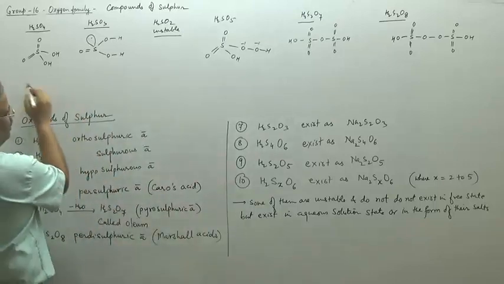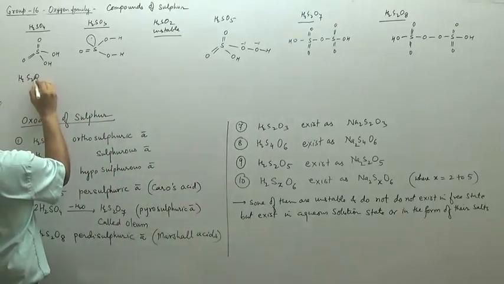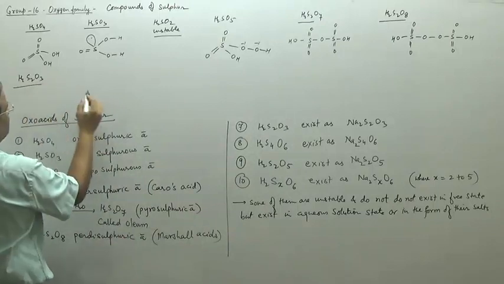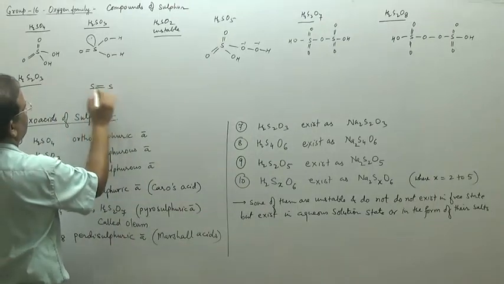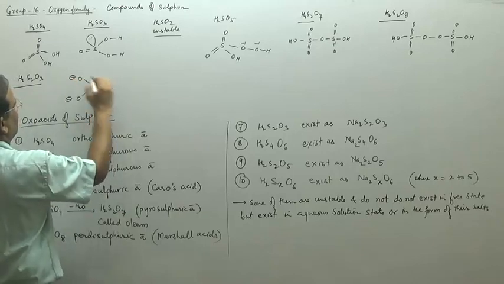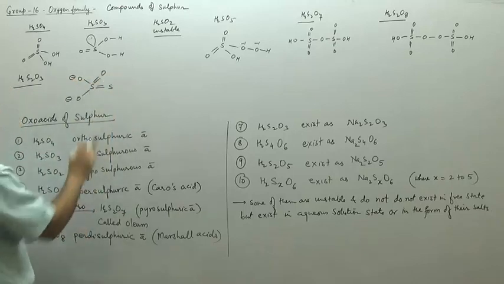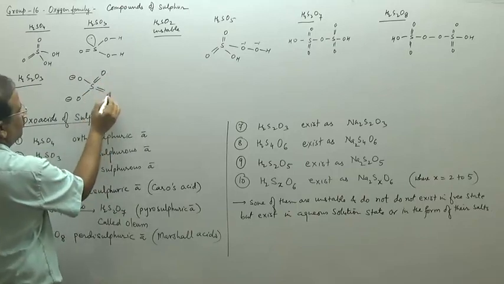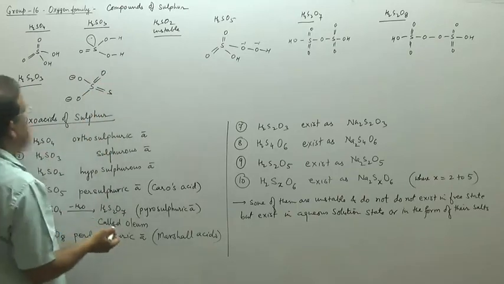So I'll write that in case of H2S2O3, I'll write this as S double bond S, with O negative and double bond O. So that structure is as I've written for the sodium thiosulfate. So this is the structure of this.